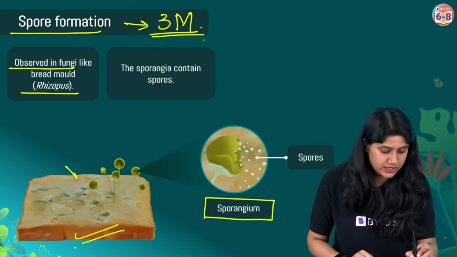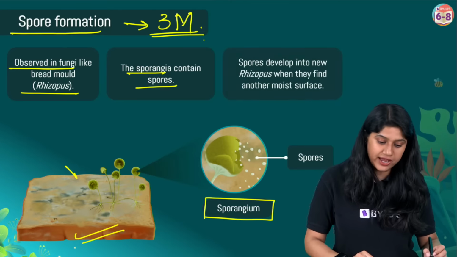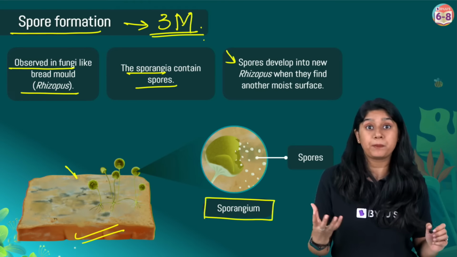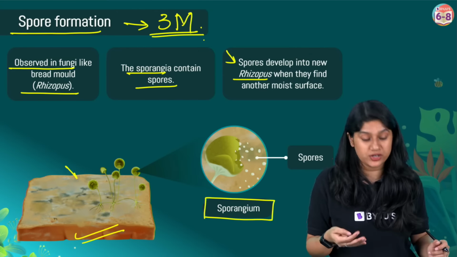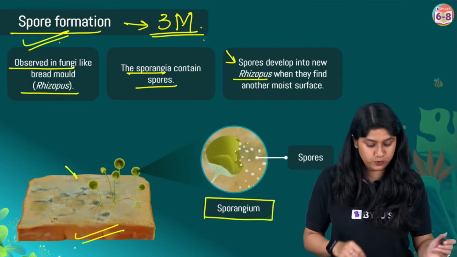So here the sporangia contain the spores, and after that these spores will develop into Rhizopus when they find a moist surface, and that's how the reproduction occurs. So here is a very important question on spore formation.